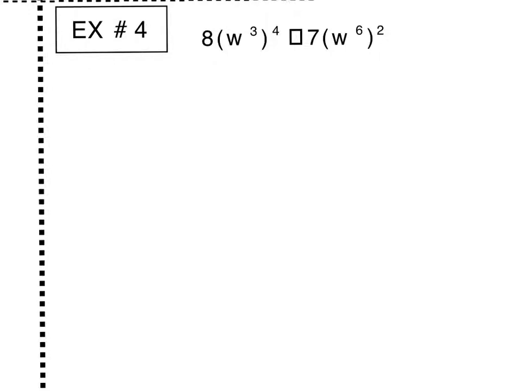All right, so let's try this one real quick. This time in your blank, I want you to put a plus sign. Okay, so put a plus sign. So let's go through here. We have w to the 3rd to the 4th, so we know we need to multiply that, power of a power property. So we have 8 w to the 12th, then our addition sign.